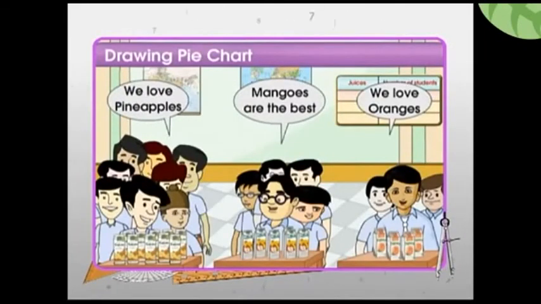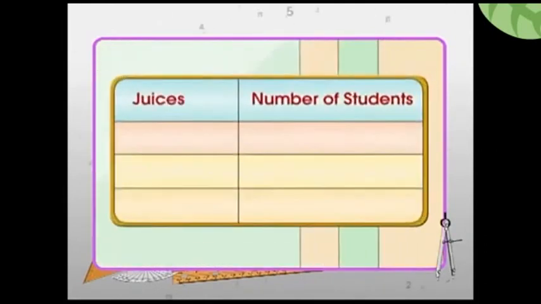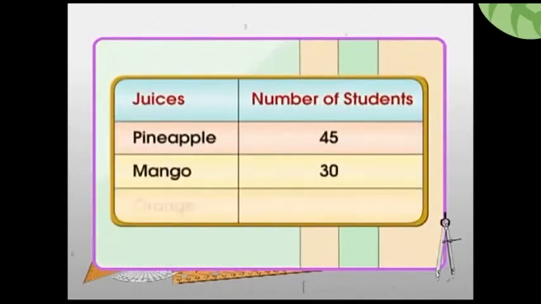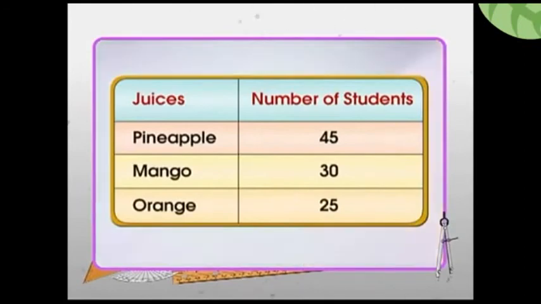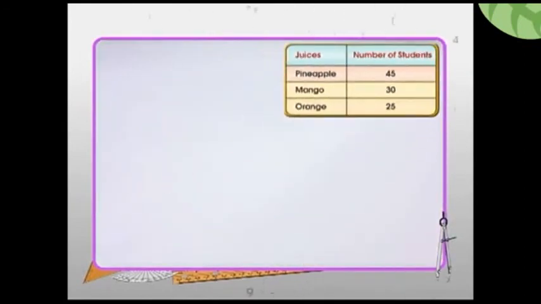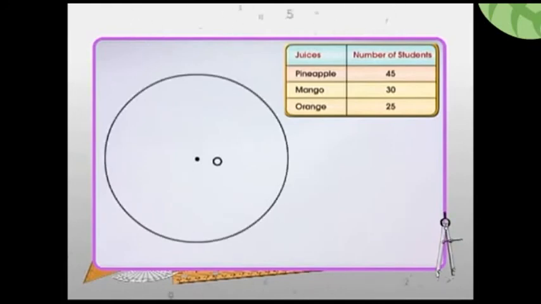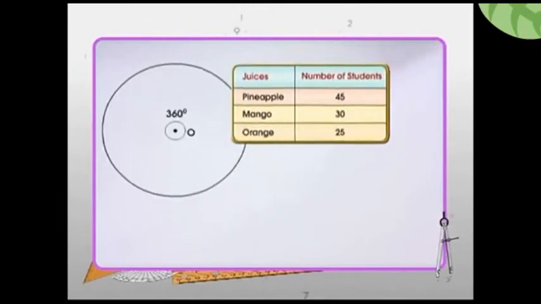Let us discuss one more example. Students of class 8th of a school were asked about their favorite juice. The result of survey was then tabulated. Let's represent this data in a pie chart. First draw the circle with the center O. Now the total angle at the center of the circle is 360 degree. We need the central angles corresponding to each sector.